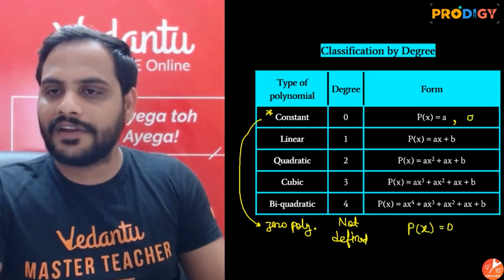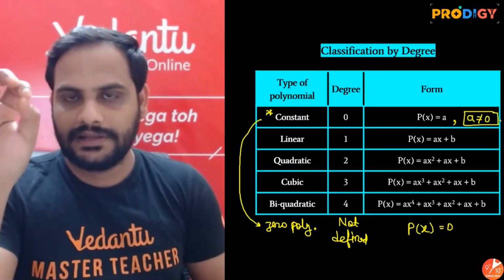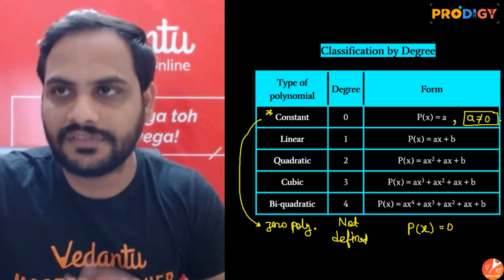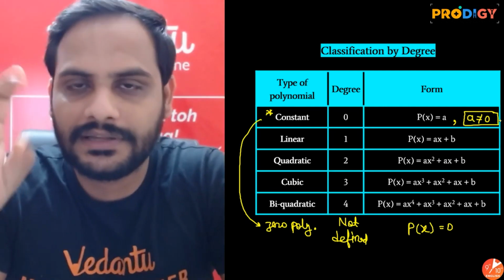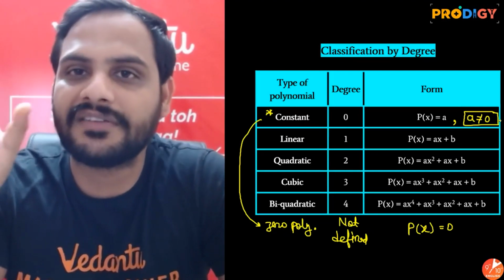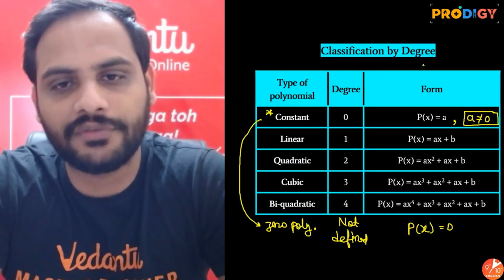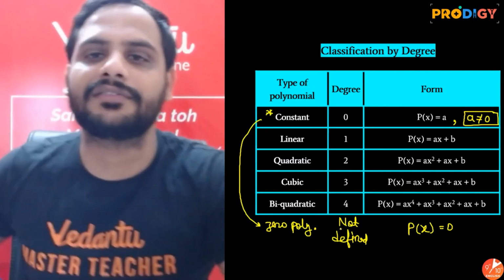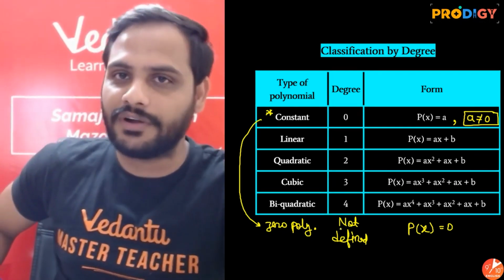Other than 0, if there is any other number, any non-zero real number, and I make a polynomial equal to it, then it will be a constant polynomial of degree 0. And if the number is 0, I will say it is a zero polynomial. Zero polynomial is also a constant polynomial, but there is a special category inside constant polynomial, which is the zero polynomial, and in this case degree is not defined.